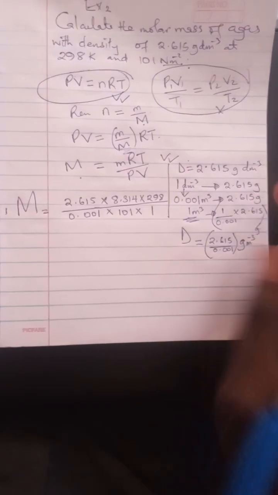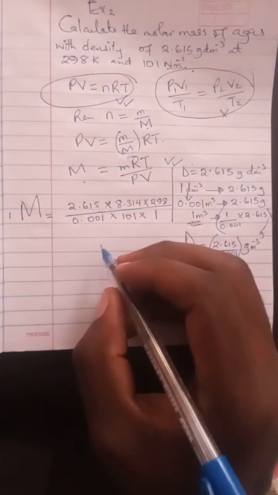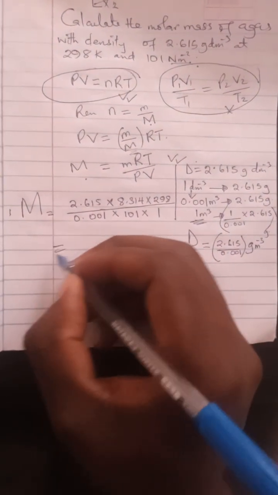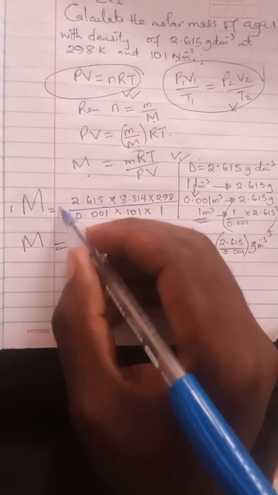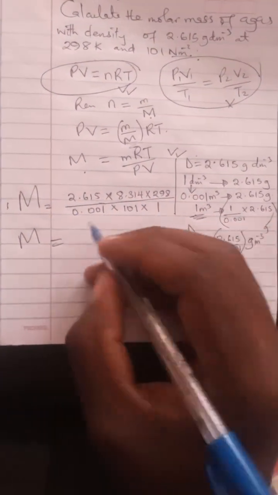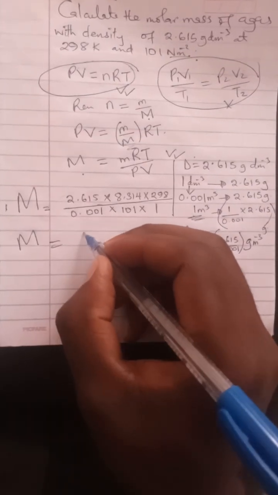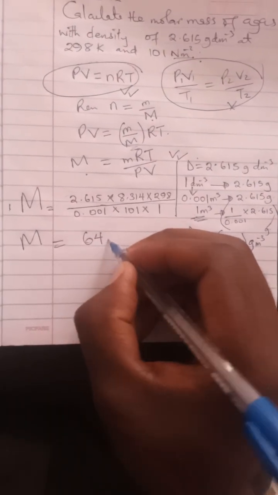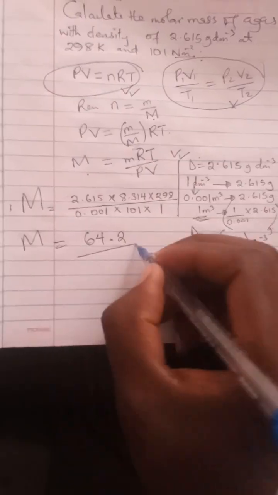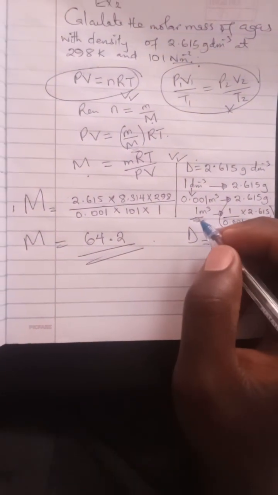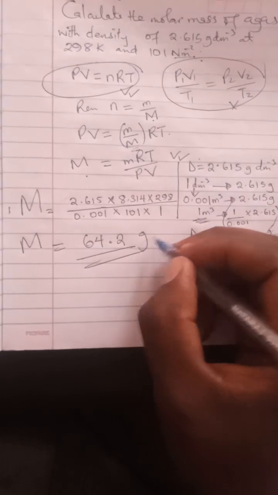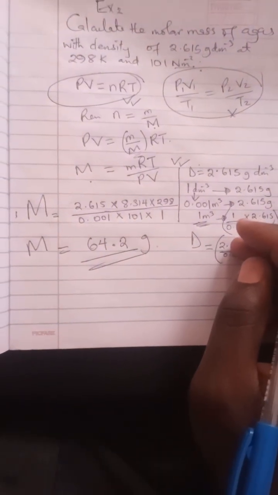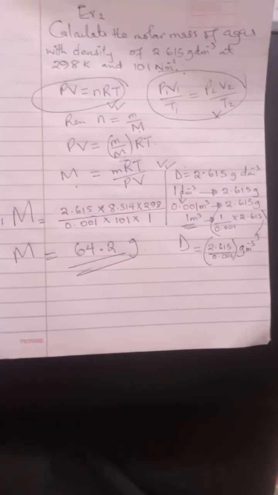Okay, so we go ahead to compute the mass. After computing all this, plugging this in the calculator should give you a value equivalent to 64.2 as the mass. Here you don't need to put molar mass, you can put grams. Yeah, that's the answer. That's how we compute it.